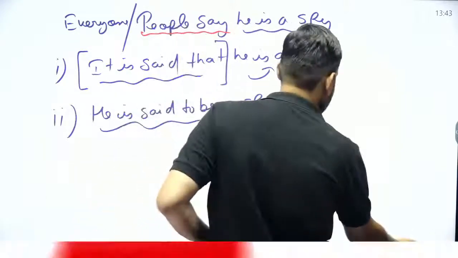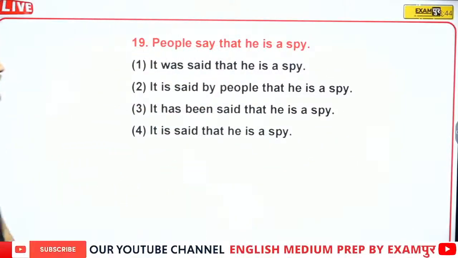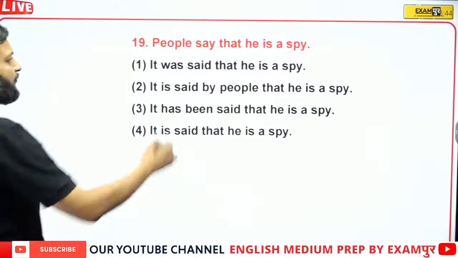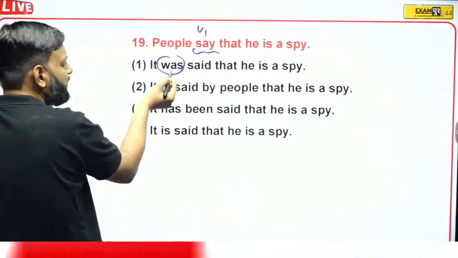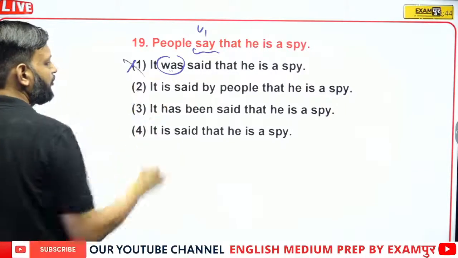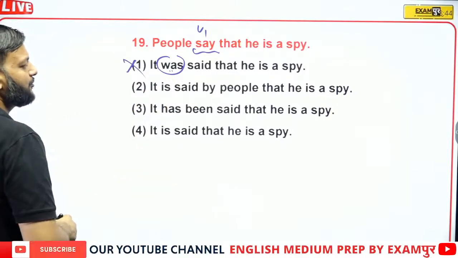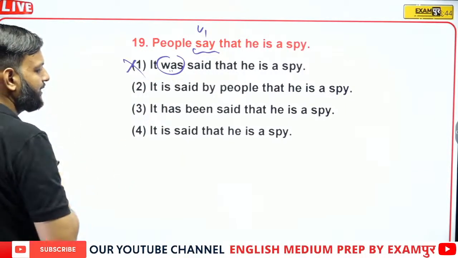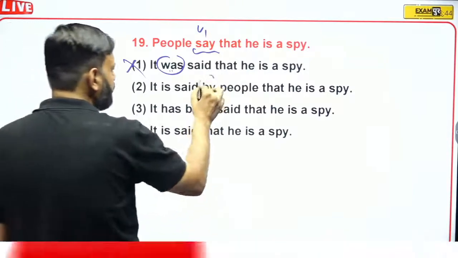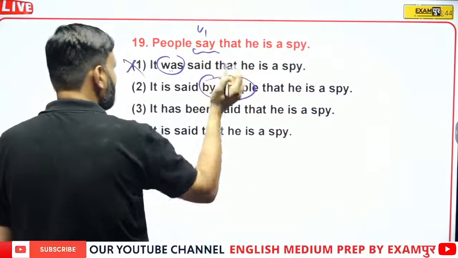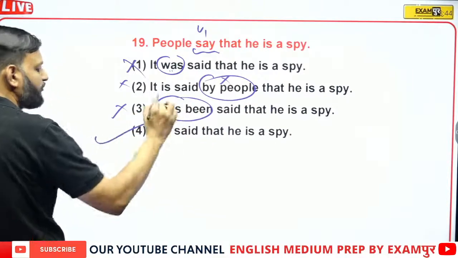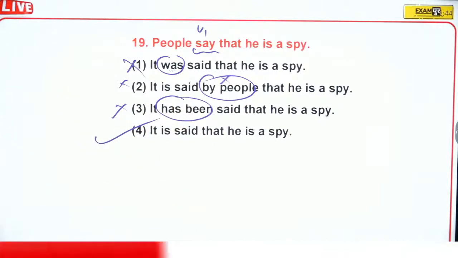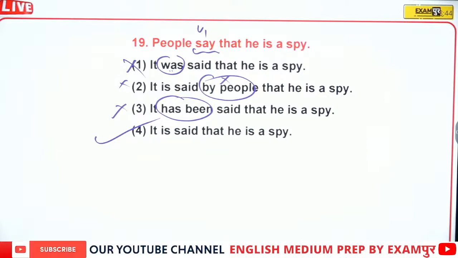Now tell me which should be the correct answer. People say. So here we have was. Since this verb is in present, how can it be past in the passive? So remove it. It is said by people that he is a spy. It is said that he is a spy. So you cannot use by people. By people is never used. So eliminate. Here wrong tense used, eliminate. Option 4 is the right answer.